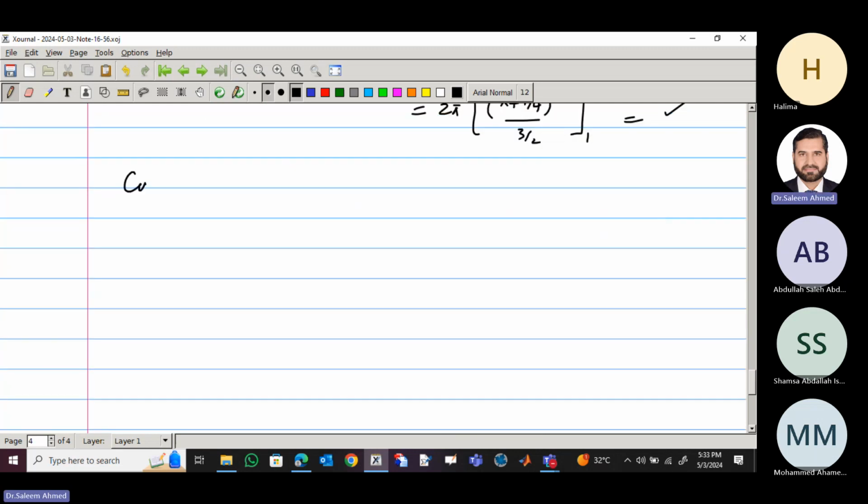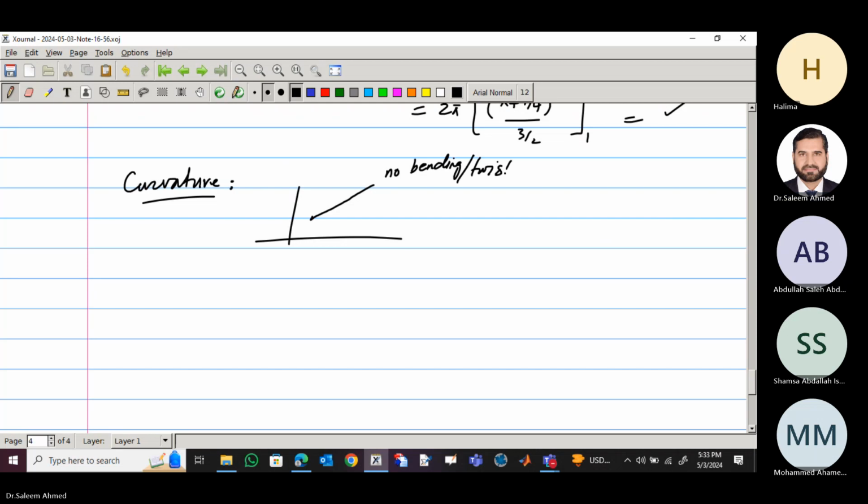The last thing which I did was curvature. Curvature is basically the bend of the curve, the twist, right? If something is going straight, there is no bend, no twisting in the curve, so your curvature is 0. Curvature gives you the measure of twist, then the curvature is 0.